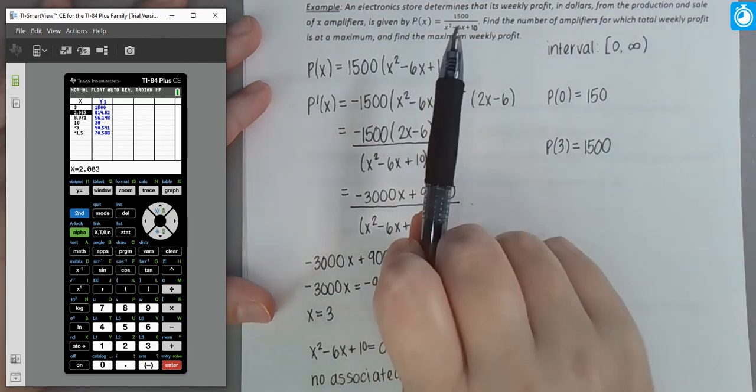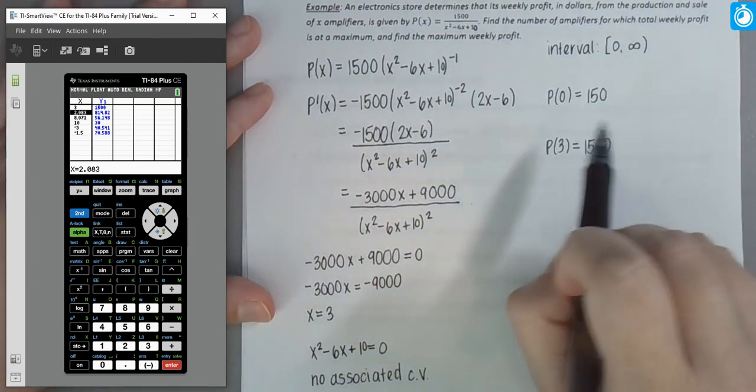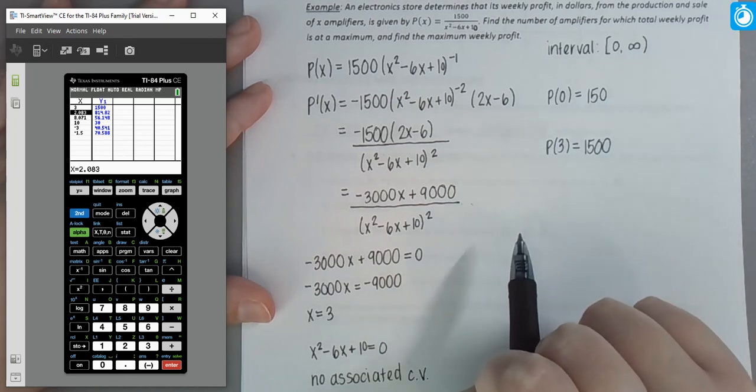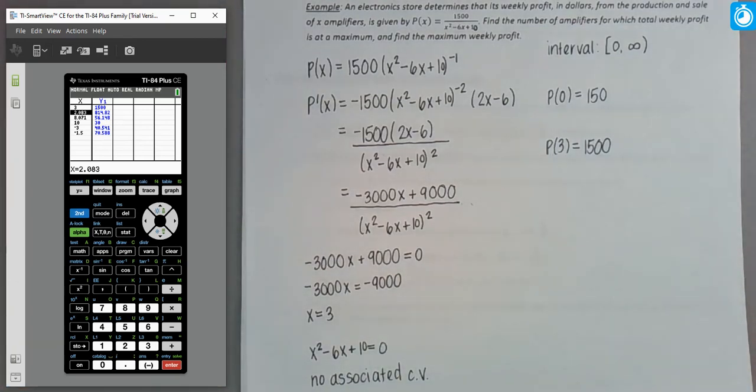But what if we made more? So if we made and sold more, might we have a higher value of profit than 1500? Well, let's look at the graph and see if we can tell that from the graph. So I'm going to zoom back to Zoom Standard. Okay, so that's Zoom Standard.